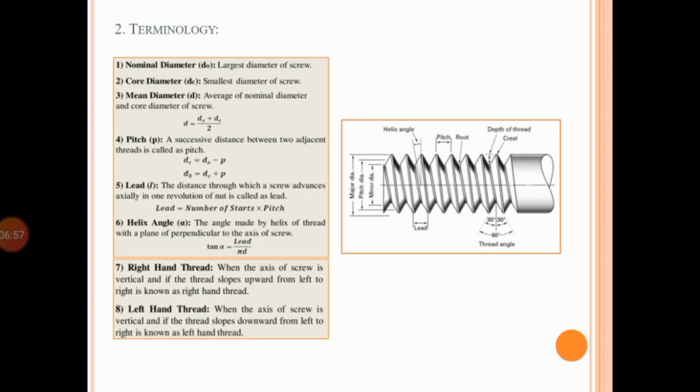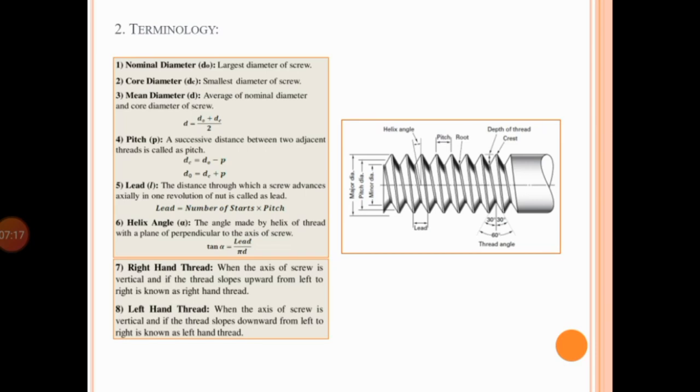Then the helix angle is simply the angle made by the helices of the thread, or even the flanks of the thread, with the vertical plane. That is the helix angle. The mathematical relation to calculate the helix angle is tan alpha is equal to lead upon pi d.